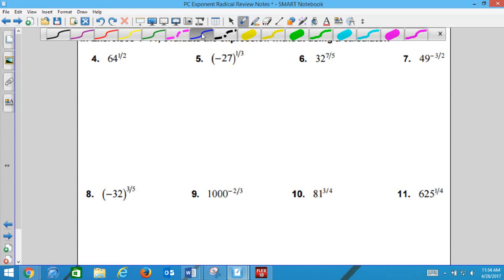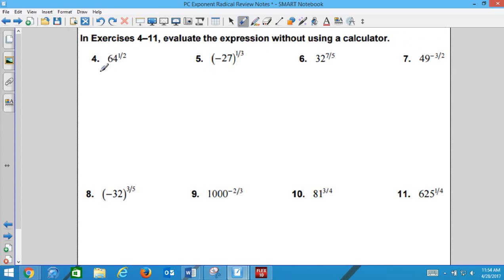But I'll probably do it the way that I think is most efficient. So 64 to the 1/2, I would probably change that into a square root. Right? The root is 2. So square root of 64 is 8.